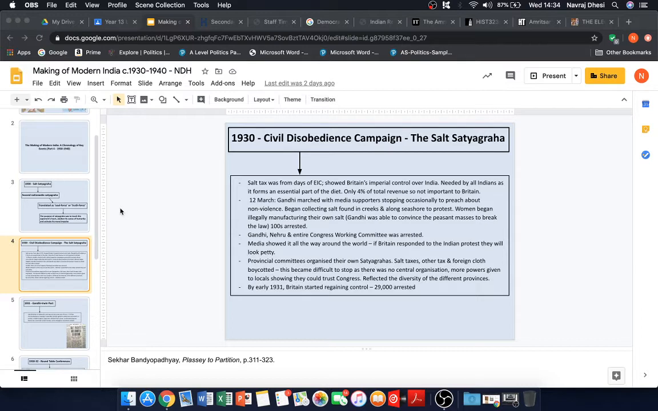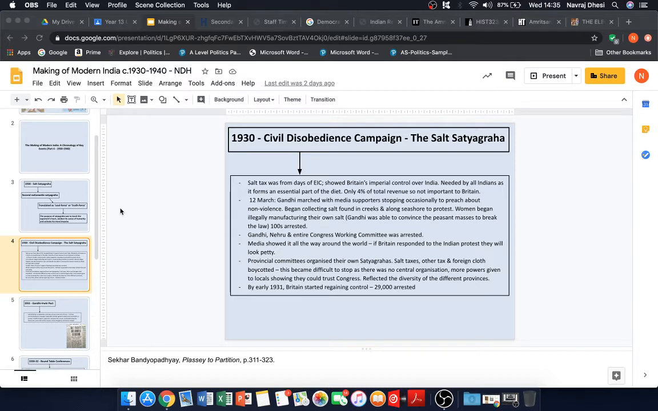But the important thing about salt is that it affected all sections of the population and had no divisive implication. It did not really threaten government finances because it only accounted for 4% of the total revenue, or any vested interest. So it would therefore not really alienate any of the non-Congress political elements, and nor would it provoke government repression. So it would be a highly emotive issue with great publicity value.